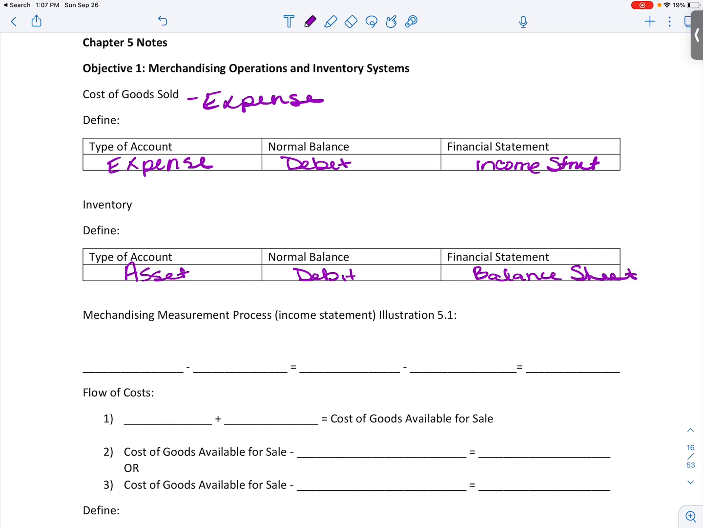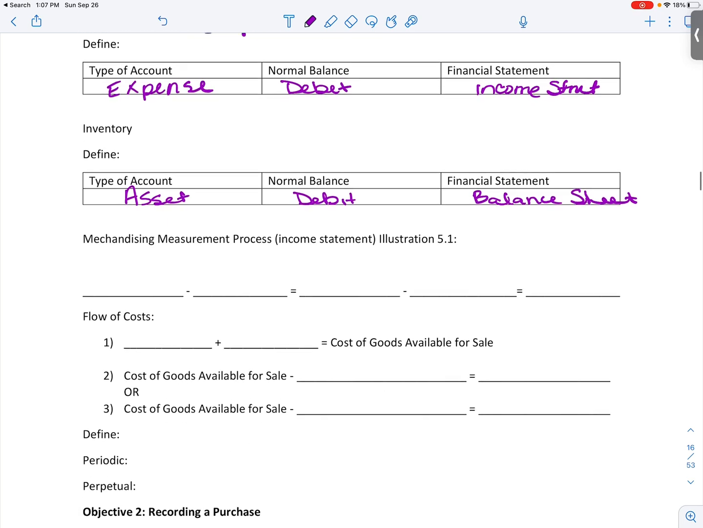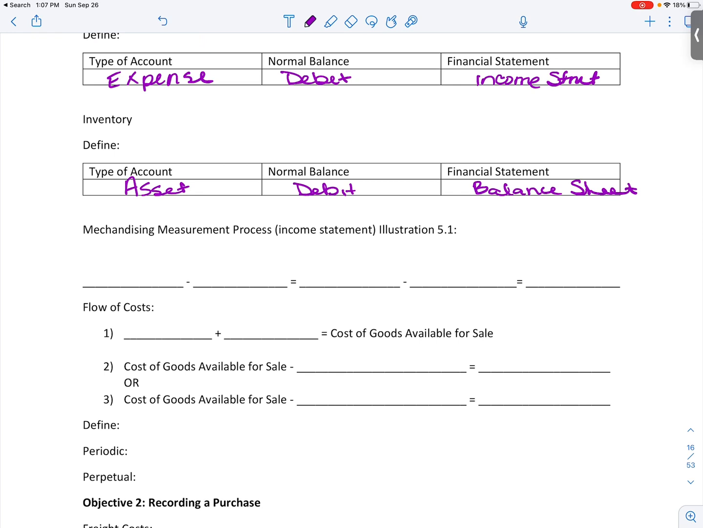When we're looking at merchandising, there's a couple of equations to understand so that we can then understand the flow of the inventory throughout the process. The first thing we want to understand is how our income statement looks a little bit different now. And we'll get into a multi-step income statement in just a minute, which expands this even further.